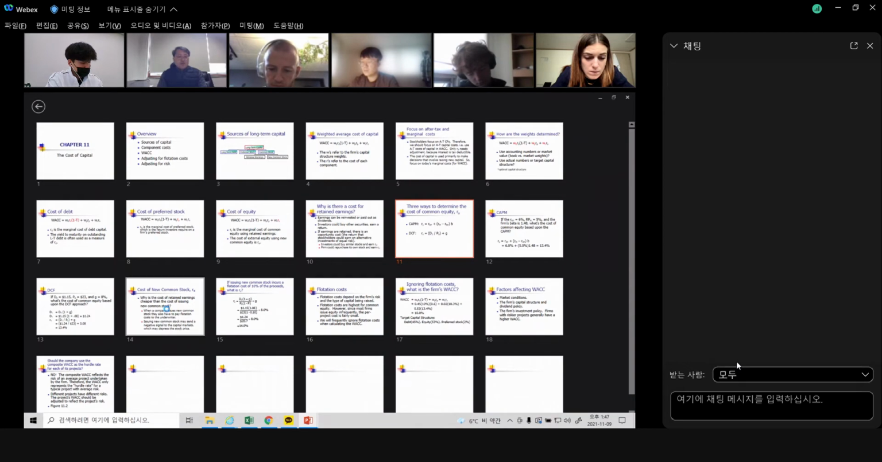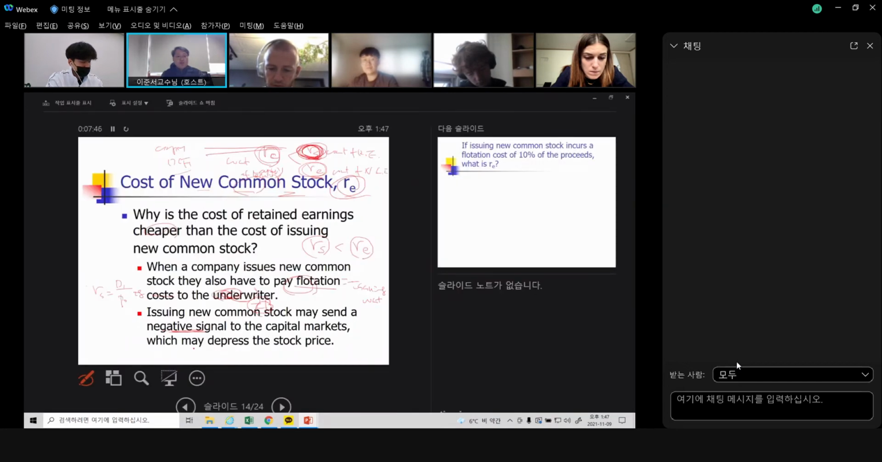So that's the second reason. First reason, we need to consider the cost to pay the underwriter. Second reason is reflected in the market. The market reflection, bad signal. Right? Then, if the company issues a new stock, then the market participants recognize those kinds of things as a negative signal. Then the stock price goes down, then the cost of equity, the cost of new common stock, goes up, right?